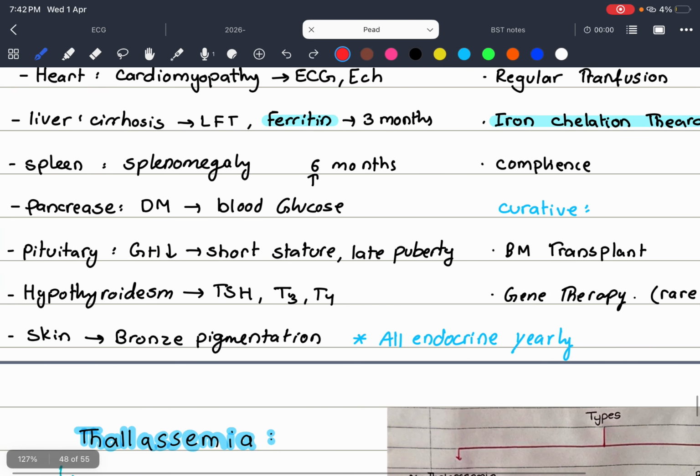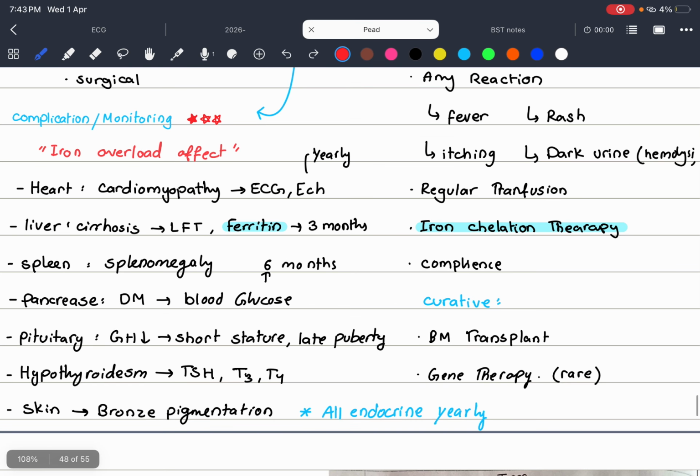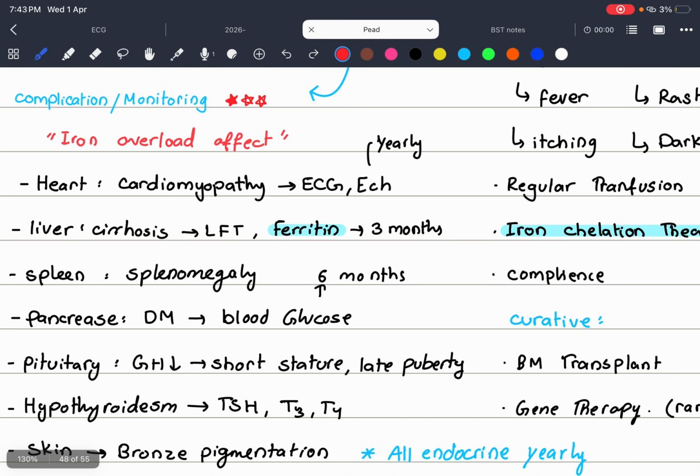Pituitary: you can see if there's any growth retardation, short stature, sexual impairment or late puberty. Also you can check pituitary growth hormone. You can assess hypothyroidism with thyroid hormones, TSH, T3, T4, all endocrine problems. You can do them yearly, no need for every 6 months. And skin: the patient should come for monitoring if they notice any hypopigmentation or bronze discoloration, like in a circular area exposed to the sun. And this is actually the most important part, complications and monitoring.